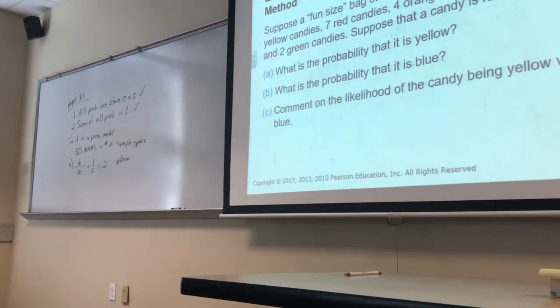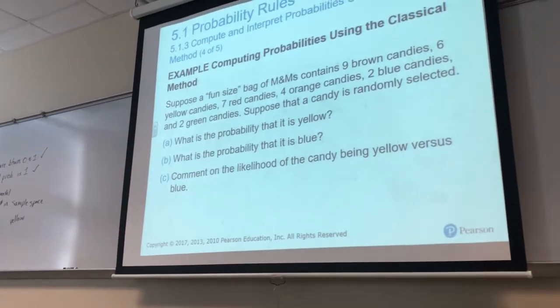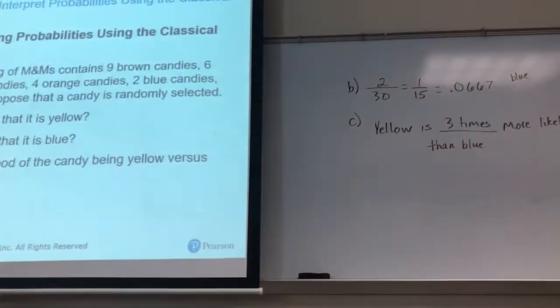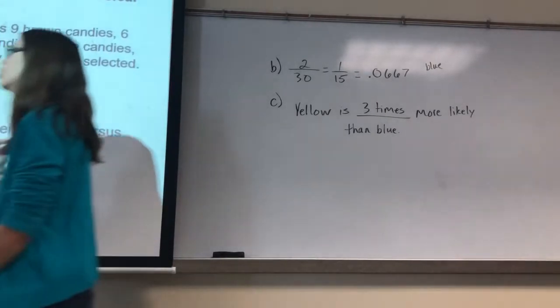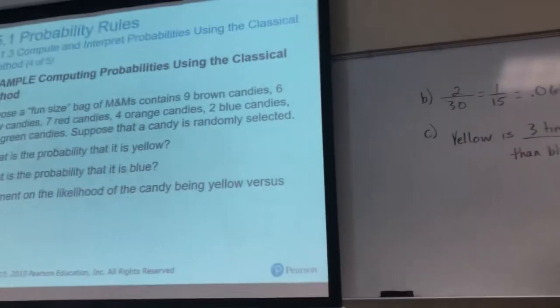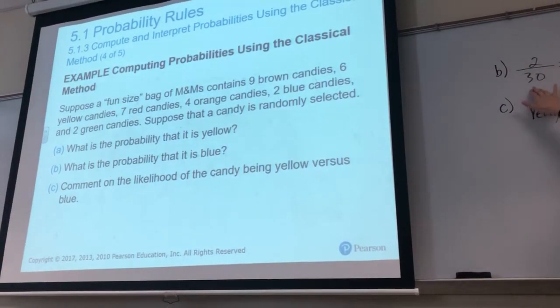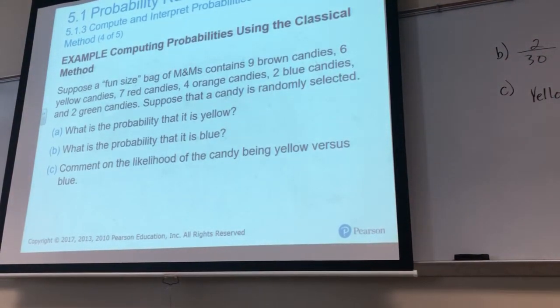Somebody said 3? Yeah. So yellow is going to be 3 times more likely than blue. The reason for that is, if you look, not at your decimals because that's kind of hard to tell, but at the 2 out of 30 versus the 6 out of 30, there's 3 times as many yellow M&Ms as there are blue M&Ms. That's why it's 3 times more likely, because the probability for blue, if you multiply it by 3, you get the probability for yellow. That's why this one's 3 times more likely.